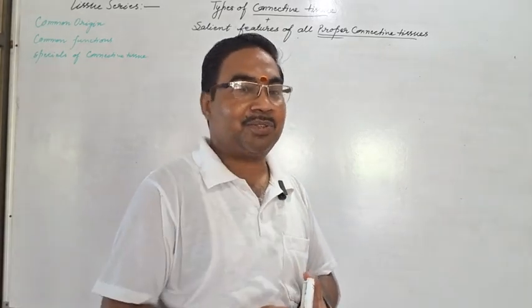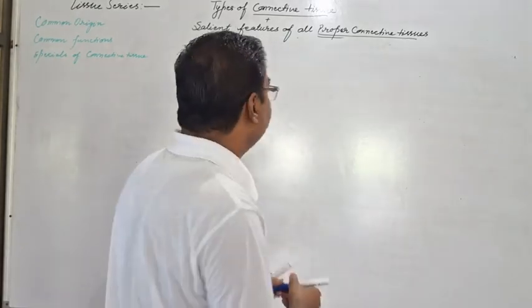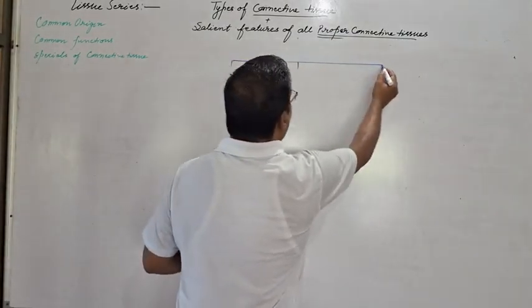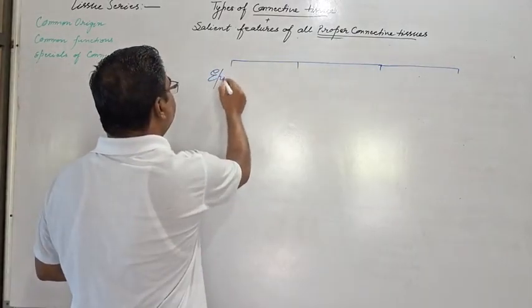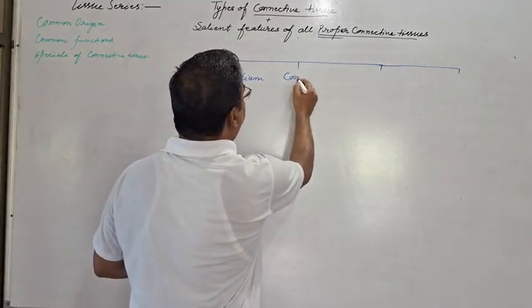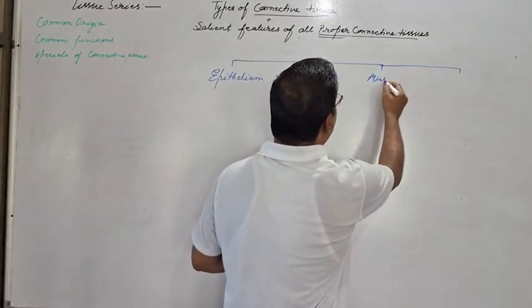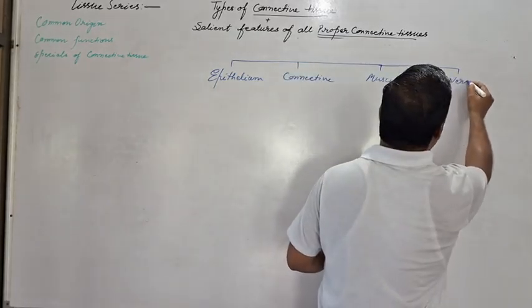And in animal tissue, we discussed earlier that four types of tissues are there. Four types of tissues. What four types? Epithelium, connective, muscular, and nerves.